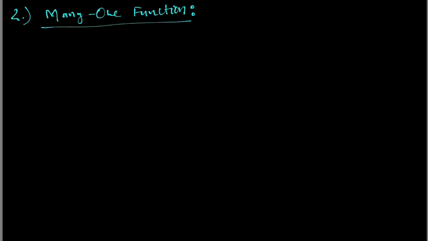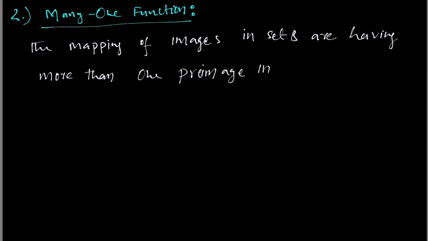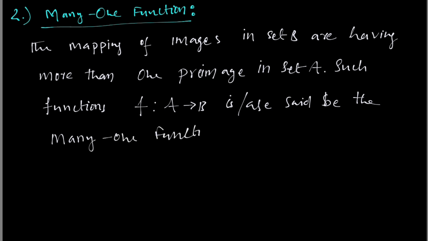The definition of many-one function is given: the mapping of images in set B having more than one pre-image in set A. Such functions mapping from A to B are said to be the many-one functions.